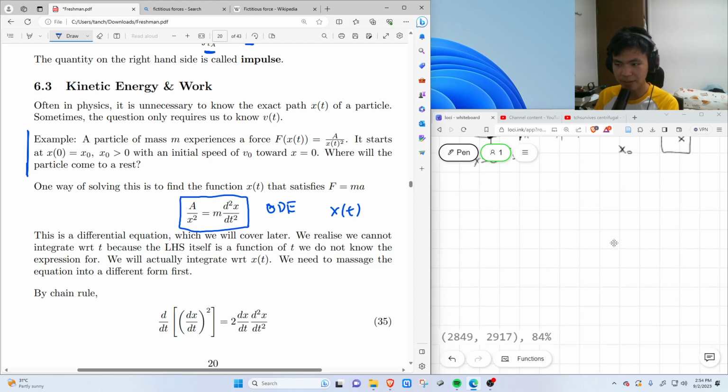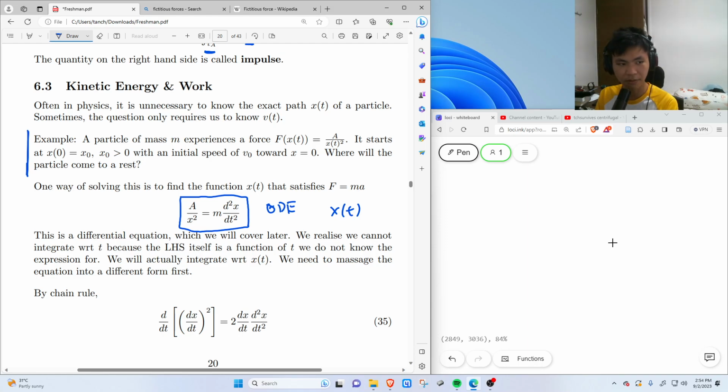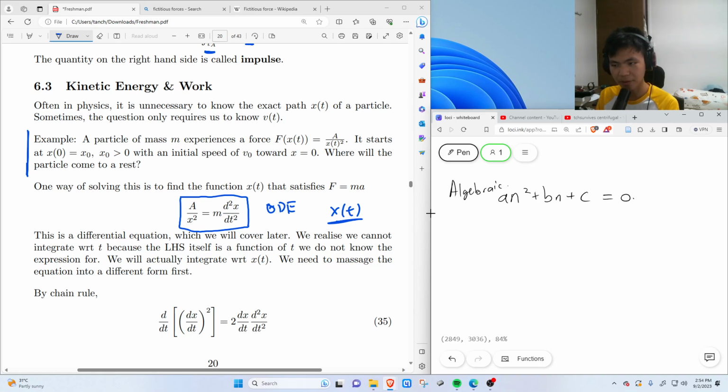A small digression: when you study polynomials, things like quadratic equations, I'm going to use a different variable because x is currently a function. So I'm going to use n. Let's say we have an squared plus bn plus c equals 0. When you're given this algebraic equation, you're required to find the values of n satisfying this algebraic equation.